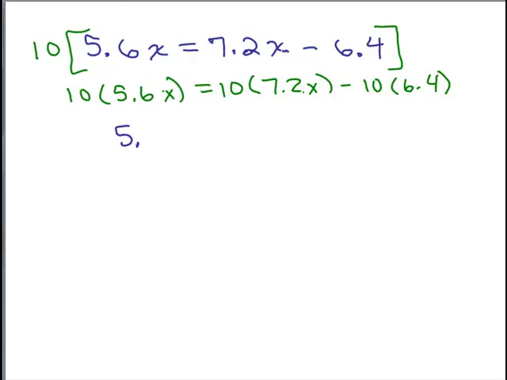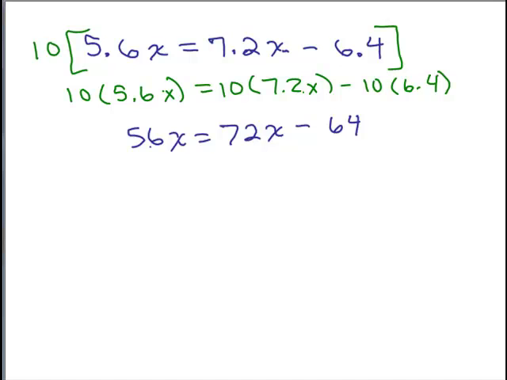And so now when I have 10 times 5.6, that's 56. And then I have times x. This gives me 72. And that gives me 64. And so now you have an equation without decimals, and then you could proceed. So I would solve this pretty much the same way I did the last one. It's just that I don't have any decimals involved.